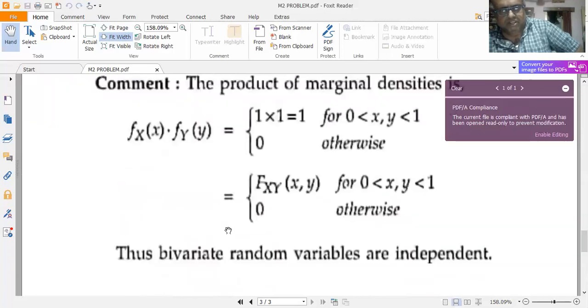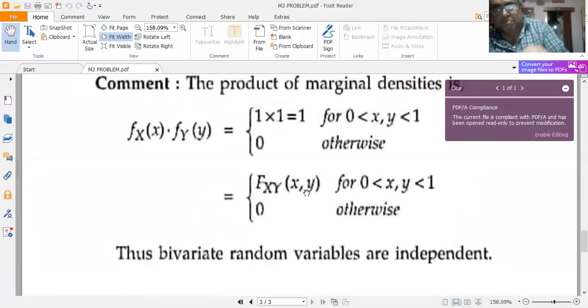So I infer that the given joint PDF fxy(x, y) is exactly equal to the product of its two marginal PDFs. Since fxy(x, y) is equal to fx(x) into fy(y), it tells me that both x and y are independent random variables. Suppose fx(x) into fy(y) was not equal to fxy(x, y), then the inference would have been that x and y are dependent.